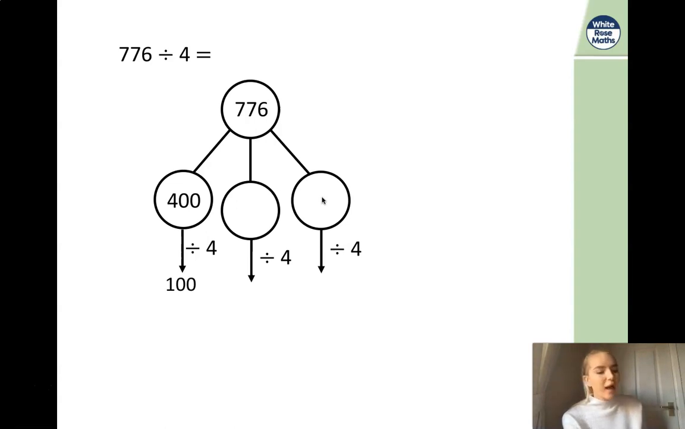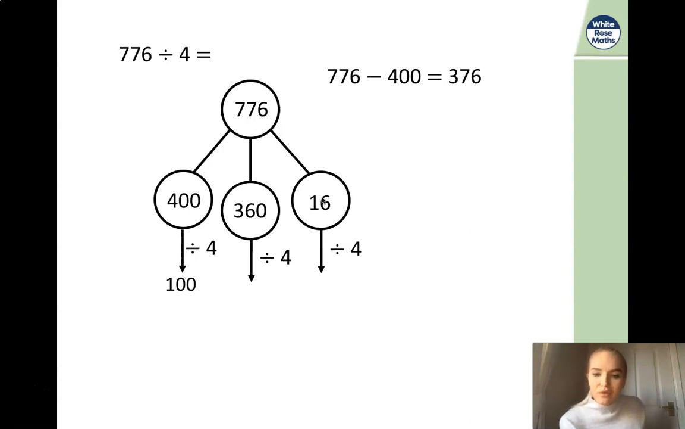And then I've got to work out, well, how much do I have left over? And I can work that out by working out 776 subtract 400, giving me 376 left over. I then have to partition this number 376. And now this is where I'm thinking, what number do I know that is divided equally by 4? Well, I can use my 4 times table and count up to 36 and think, well, the number 36 is divided equally by 4. So I can scale this up, times it by 10 to give me the number 360.